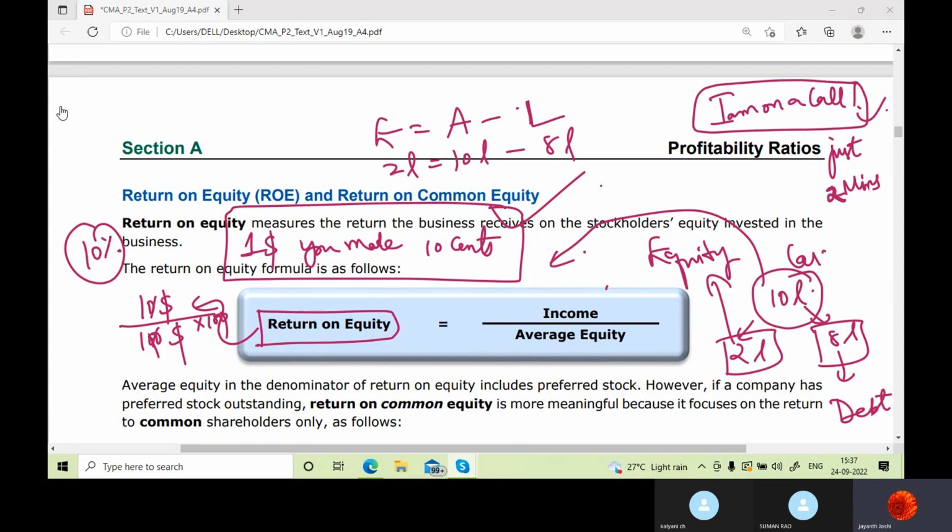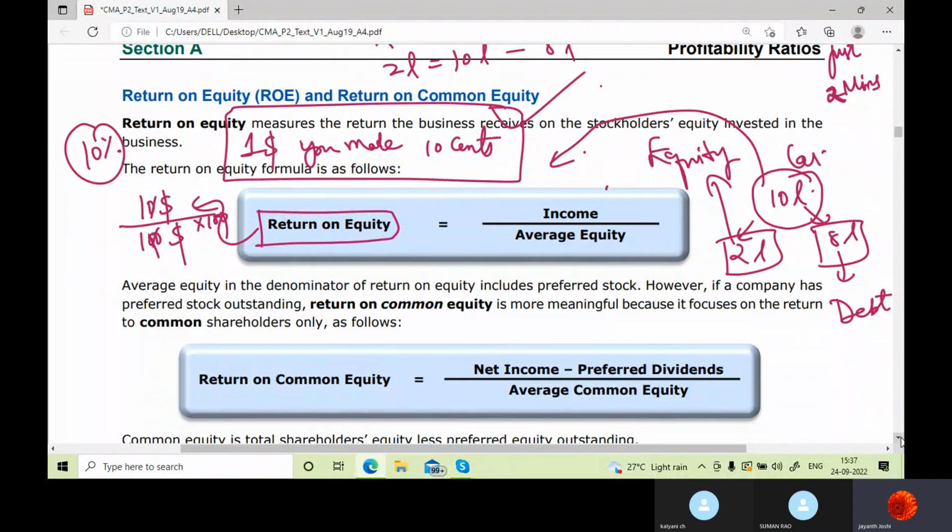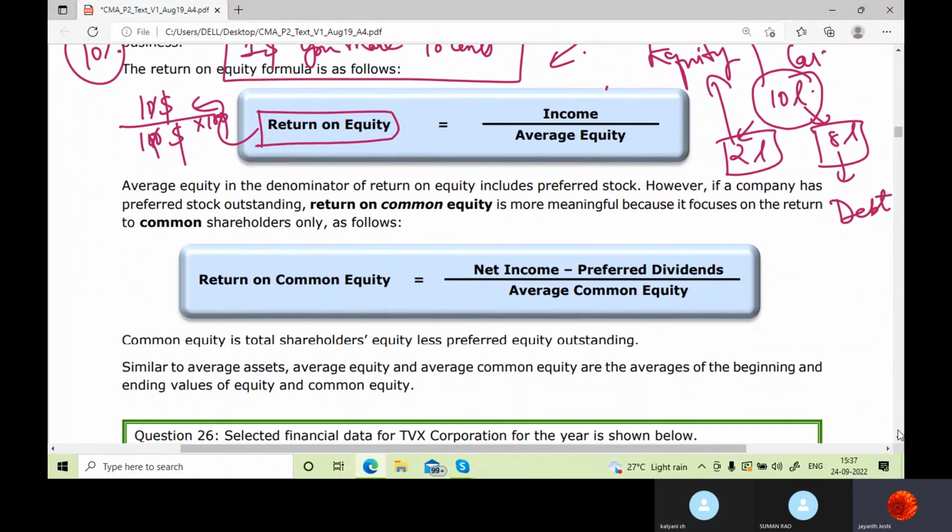Hello. Yes, sir. Finished? Done? Shall we move forward? Yeah. Now return on common equity. Okay. Return on common equity is what?